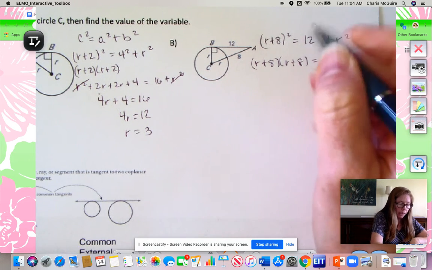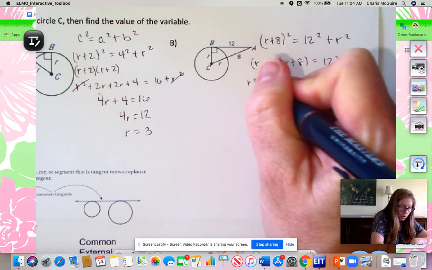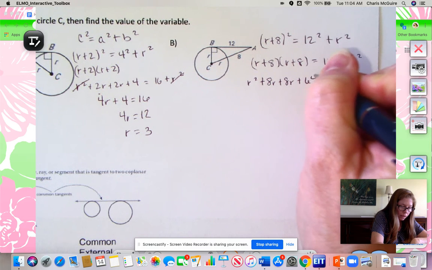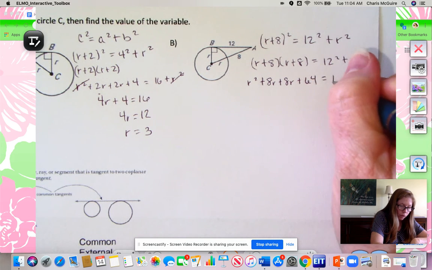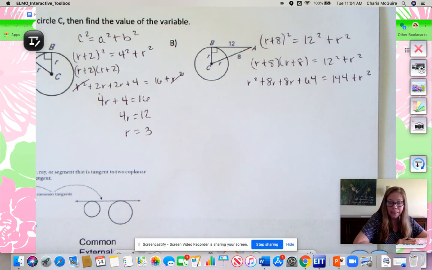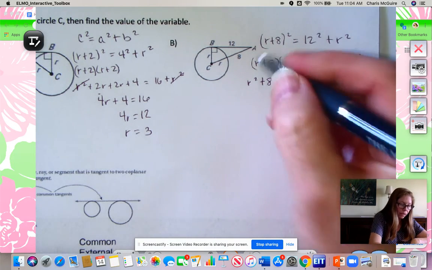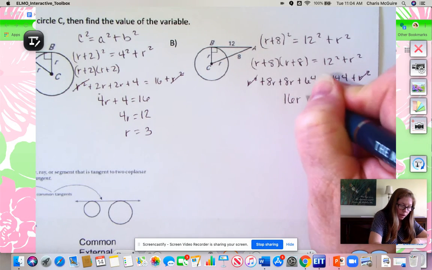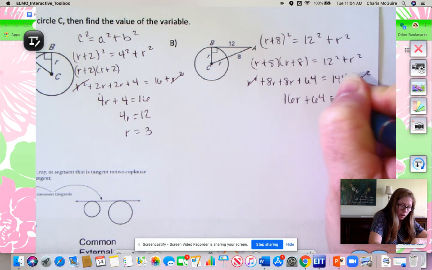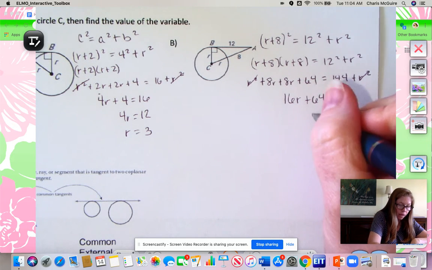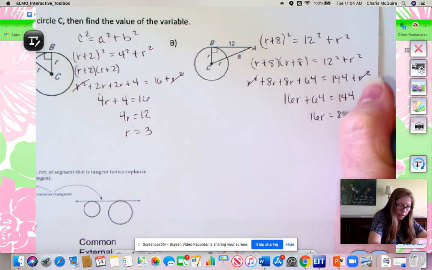And when we put this together, we're going to get r squared plus 8r plus 8r plus 64 equals 144 plus r squared. And again, the same thing is happening that happened in the last problem. The r squareds are canceling. We get 16r plus 64 equals 144. Subtract the 64 from both sides. 16r equals 80, and r will equal 5.